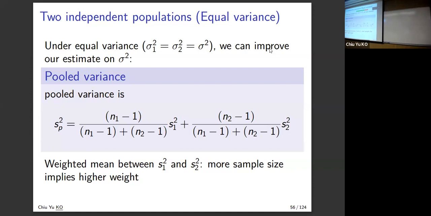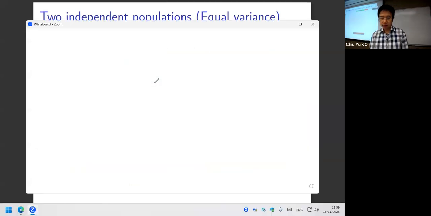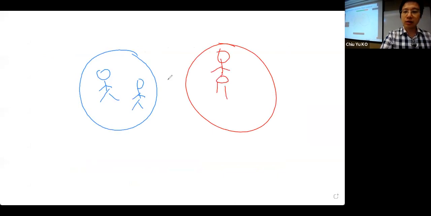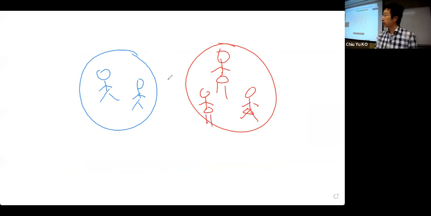What is the pooled variance? If the variances are the same, we want to estimate what the sigma is. Let me draw a picture here, maybe it's easier. What we have now is a bunch of guys and a bunch of ladies. We want to ask them how much they're willing to pay for the product, and see whether it is different or not.